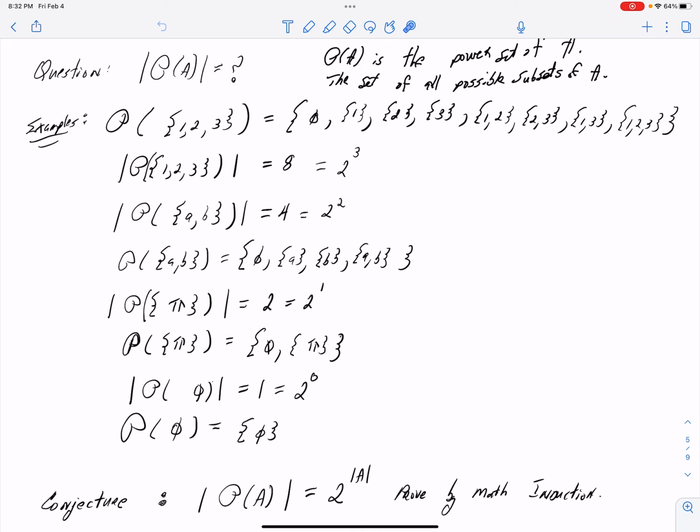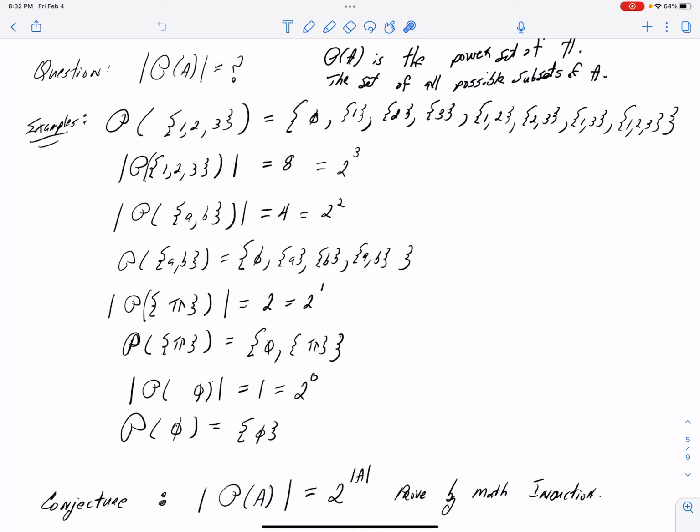What other subsets are there? Well, let's name the ones that have cardinality 1. There's the set {1}, that's a subset. The set {2}, that's a subset. The set {3}, that's a subset. Those are all the subsets with cardinality 1, that is, that have just one element.